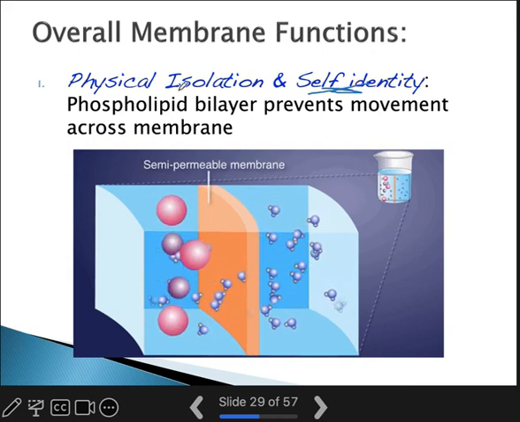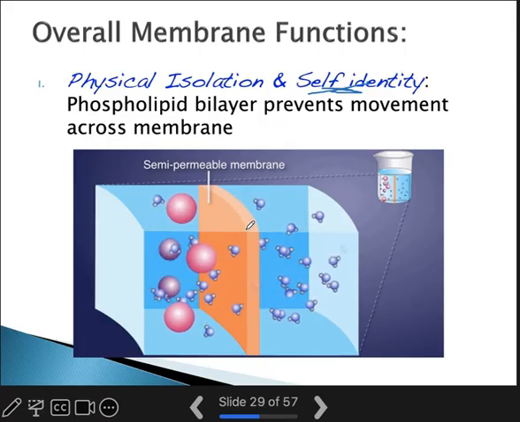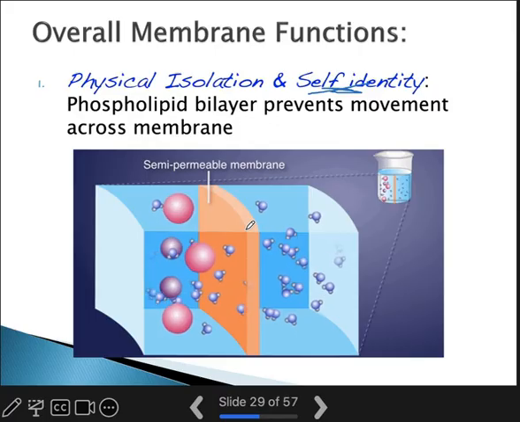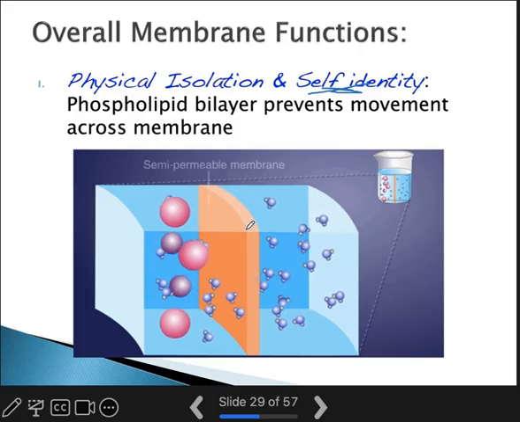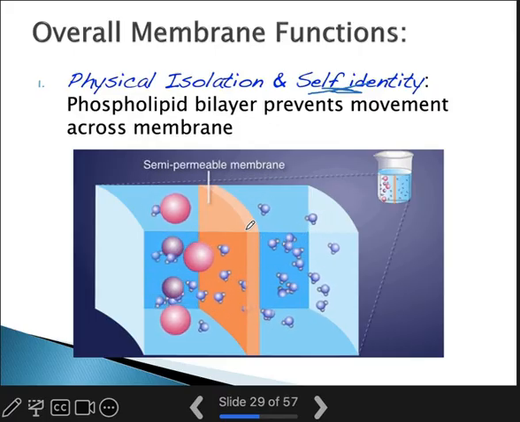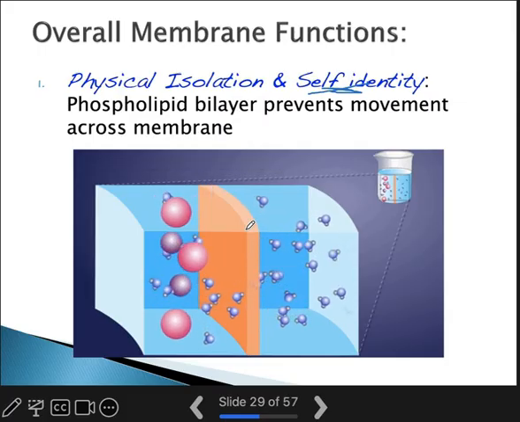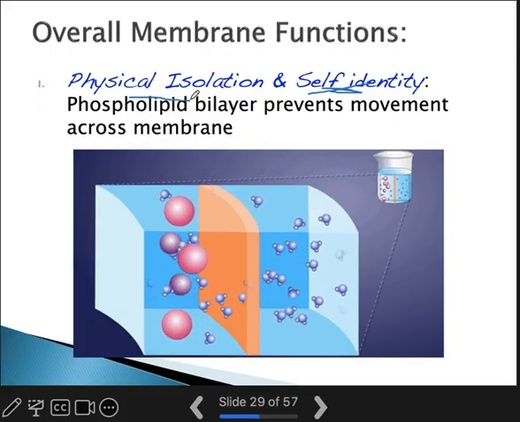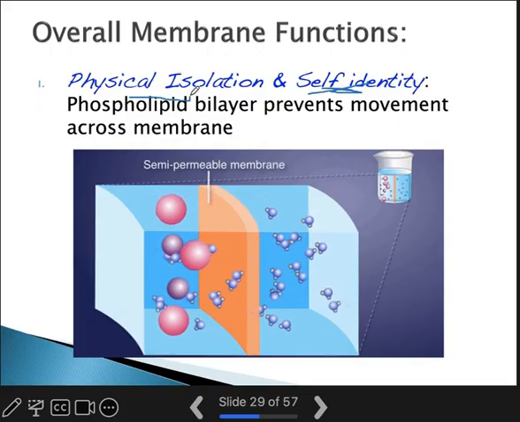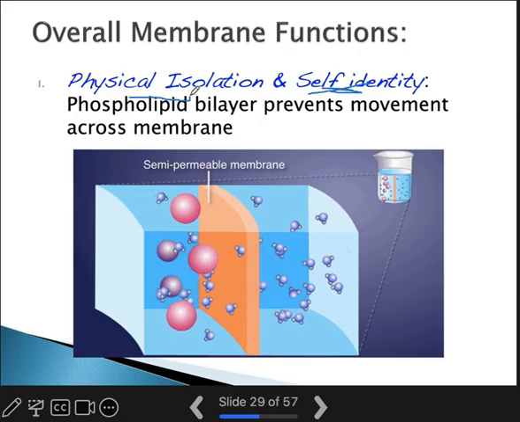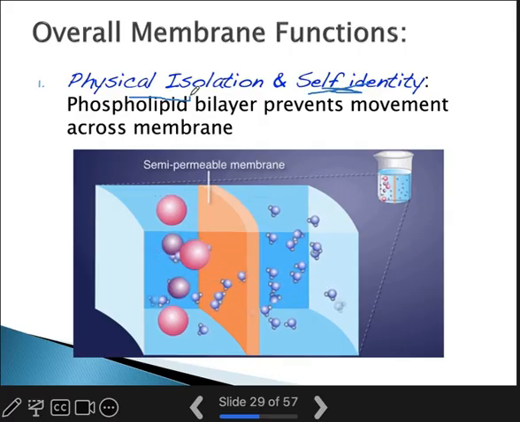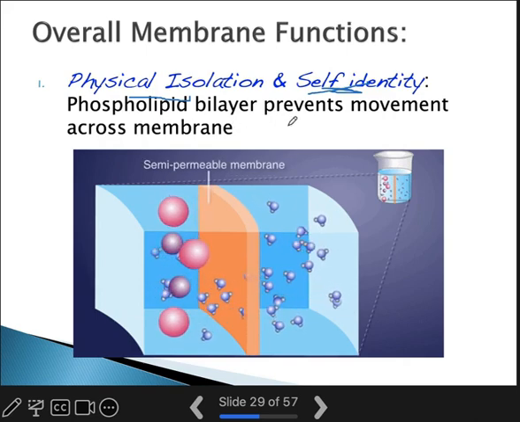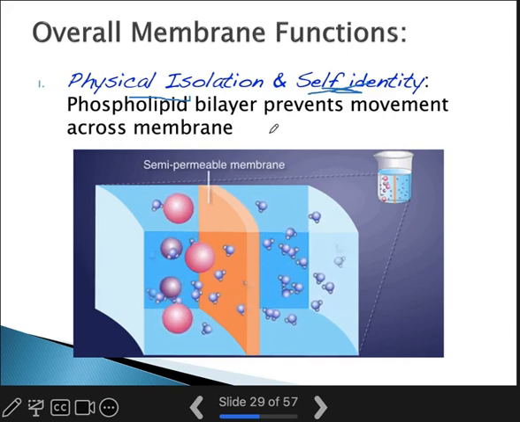And remember, the first line of defense against the dysregulation of homeostasis is that phospholipid bilayer. So the phospholipid bilayer we can see here, this is semi-permeable. And so most things are not going to be able to freely pass it. So the cell is going to have the ability to define what moves across based on what it puts in its membrane. So the membrane's function is going to be to physically isolate the interior of the cell from the outside environment and begin this process of defining its own self or its own identity. Okay. All right. So phospholipid bilayers prevent the movement of most things across the membrane.